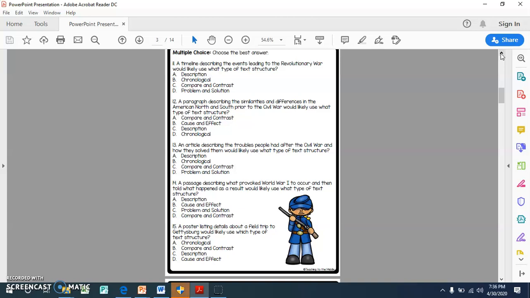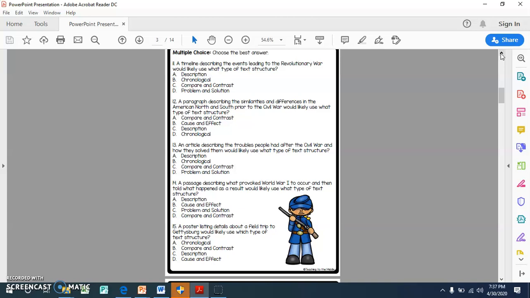A paragraph describing the similarities and differences in the American North and South prior to the Civil War would likely use what type of text structure? Compare and contrast, cause and effect, description, or chronological. An article describing the troubles people had after the Civil War and how they solved them would likely use what type of text structure? Description, chronological, compare and contrast, or problem and solution.